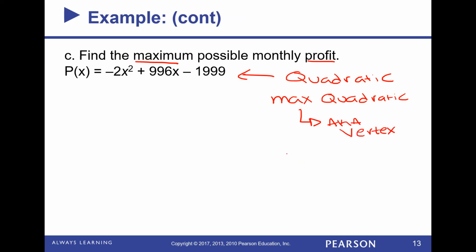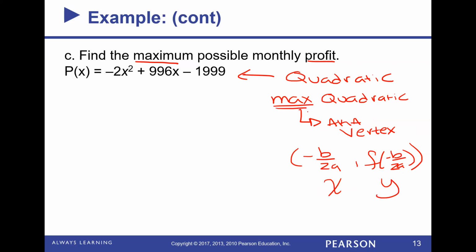Now we had a formula for the vertex. That was negative b over 2a, comma, f evaluated at negative b over 2a. And it was written as an ordered pair. So remember, here was the x value and here was the y value. Again, this is only if I'm looking for what we call a max or a min. So I can use the word max or min as I look at these. Okay, so let's give this a shot.